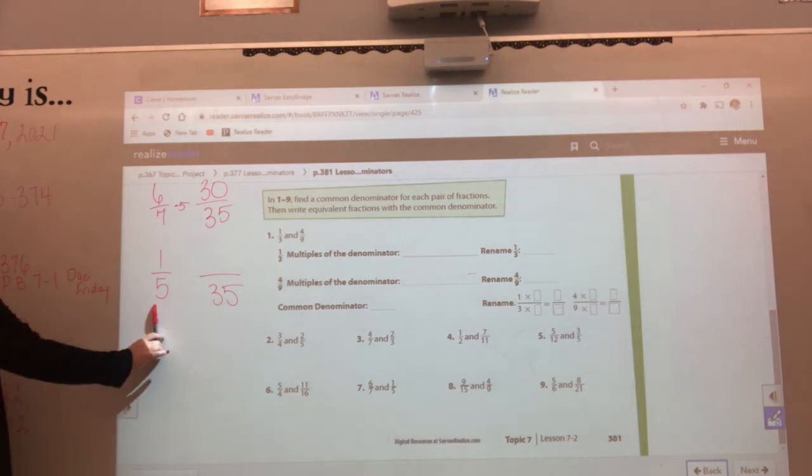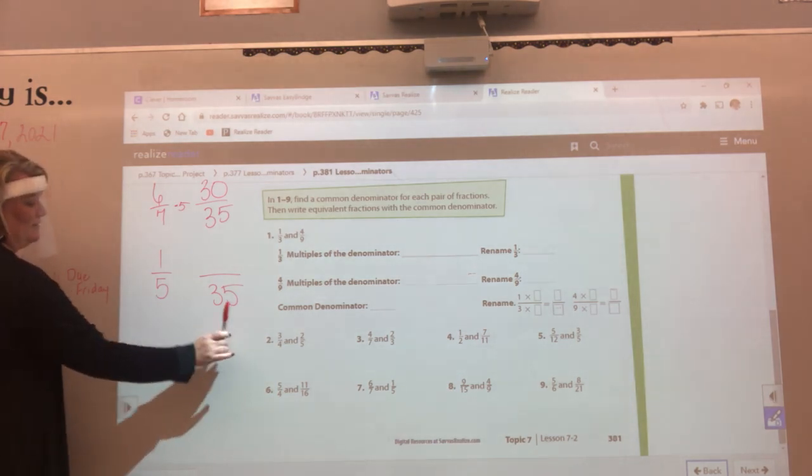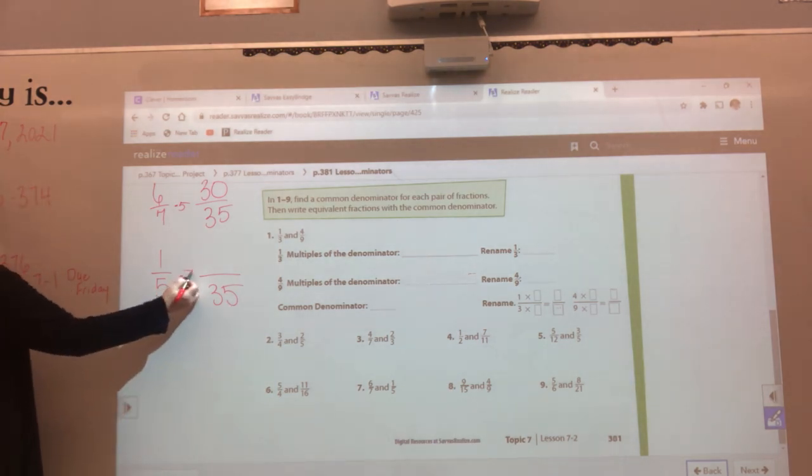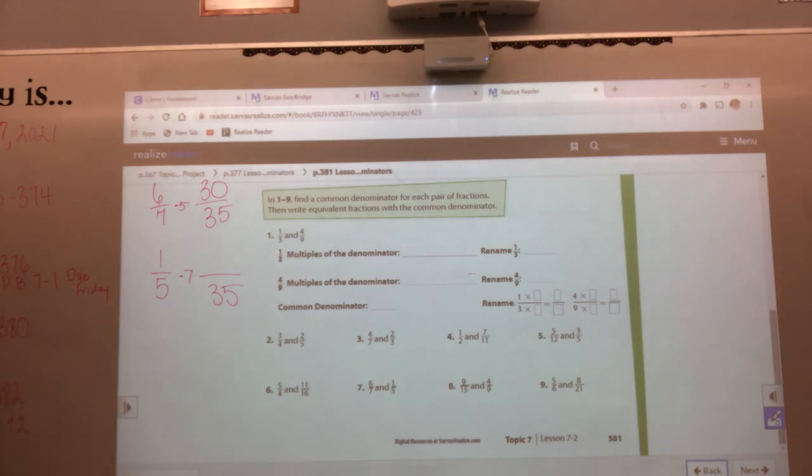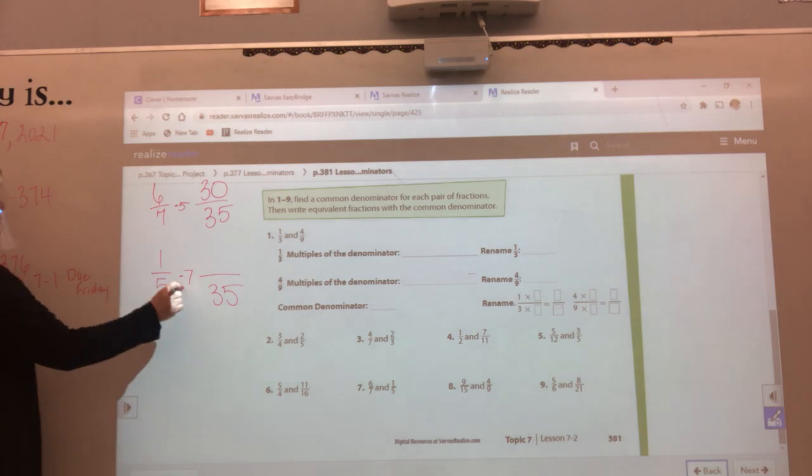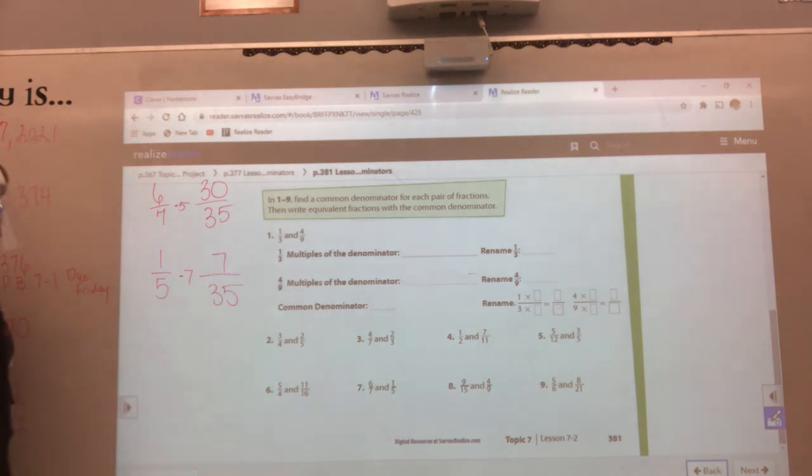Now we're on the bottom. Brooklyn, how did we go from 5 to 35? Times 7. Yes. And if we multiply the bottom times 7, we got to multiply the top times 7. Boys, what would 1 times 7 be? 7. There's your answers. 30/35ths and 7/35ths. And that's all I'm doing on the front.